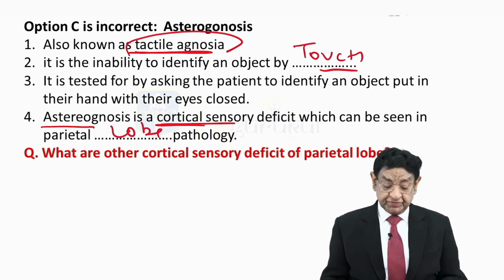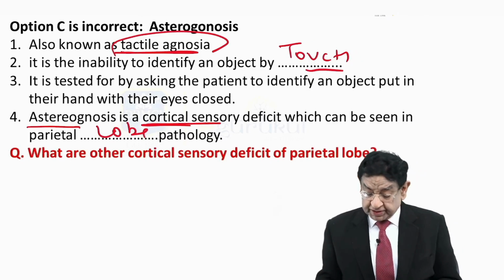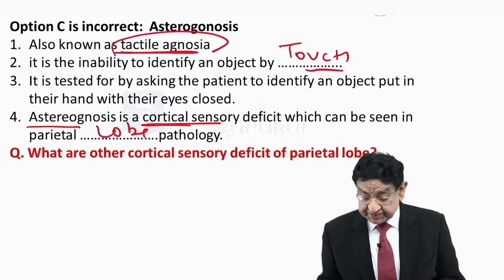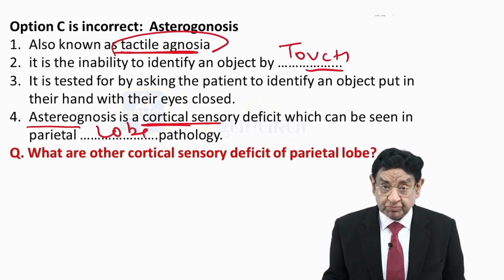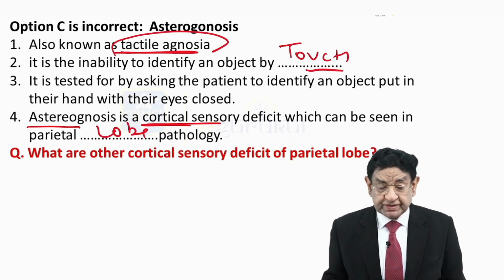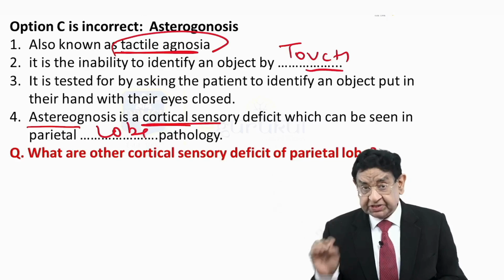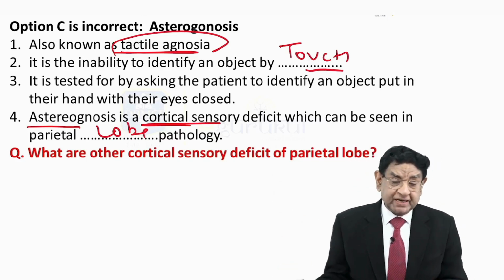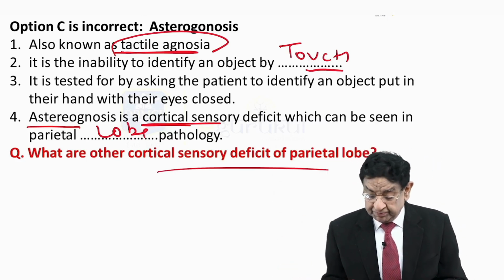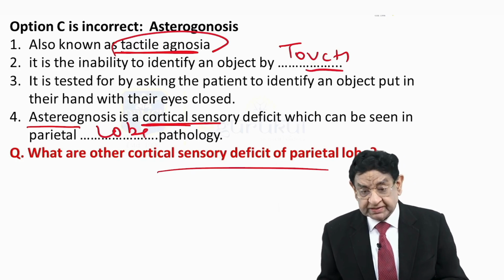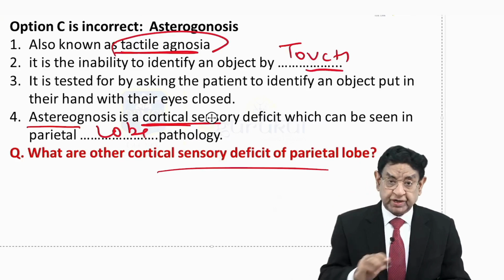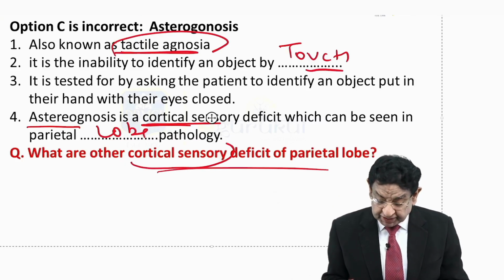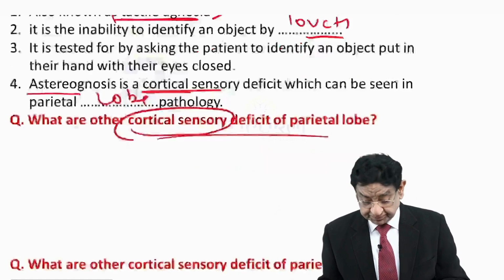Now I have a question for you. Stop the video. What are the other cortical sensory deficits in the parietal lobe, or rather, to be more precise, which are the cortical sensations which are there? And of course, a parietal lobe lesion will lead to cortical sensory deficit. Quickly stop the video, write down the answer. What are the cortical sensory functions?